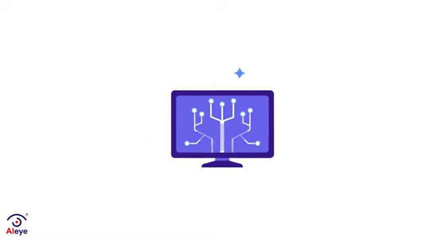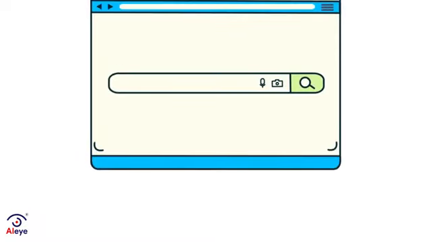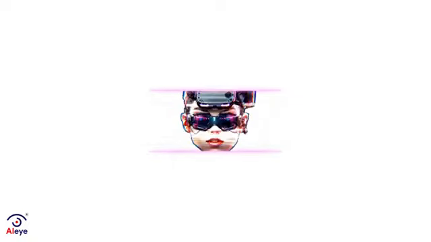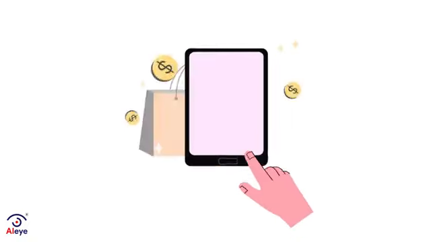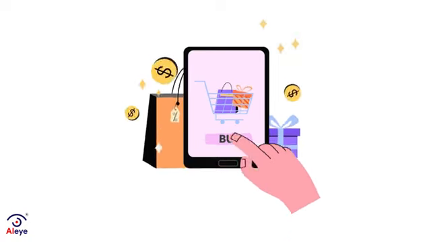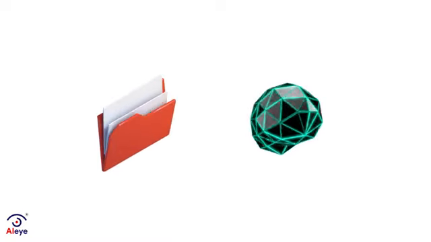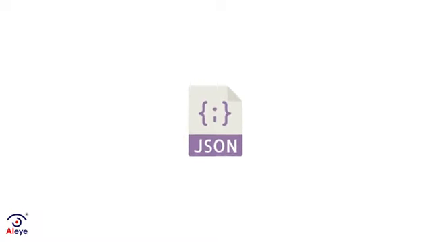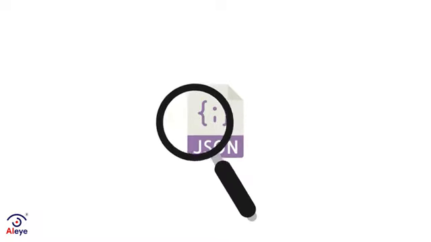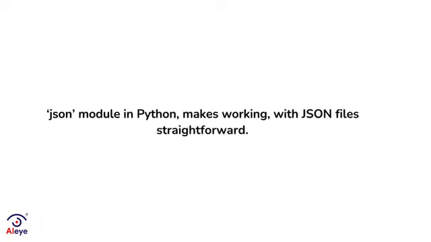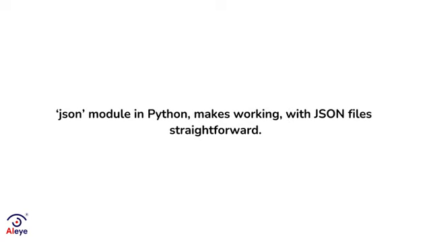Such recommendation systems use AI to recommend you products and services based on your past searches and activities. Let's assume you have to create an AI-based recommendation system to recommend products for customers based on their previous purchases. First, we need to create the dataset for training the neural network. Usually, the JSON, JavaScript Object Notation file is used to create the dataset for training and testing. The JSON module in Python makes working with JSON files straightforward.